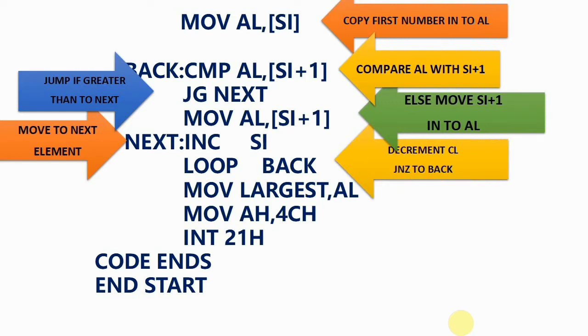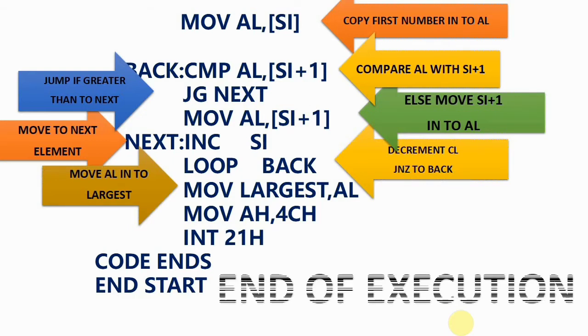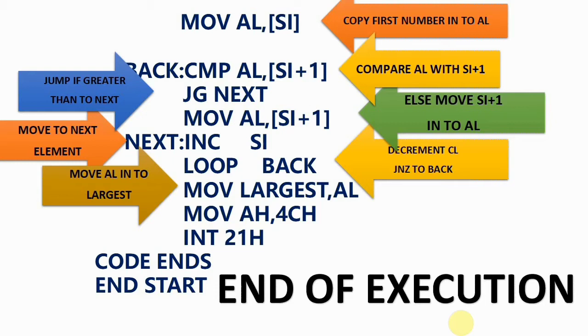That means this will repeatedly compare all the elements with AL. If the AL value is greater than SI plus 1, then we'll advance to the next element. If AL is less than SI plus 1, then copy the SI plus 1 value into AL, and by the end of this loop you will have the largest element in AL. Then copy that element into the memory operand largest. Move AH, 4CH, interrupt 21H will end the execution. So this is the program and logic of the program.